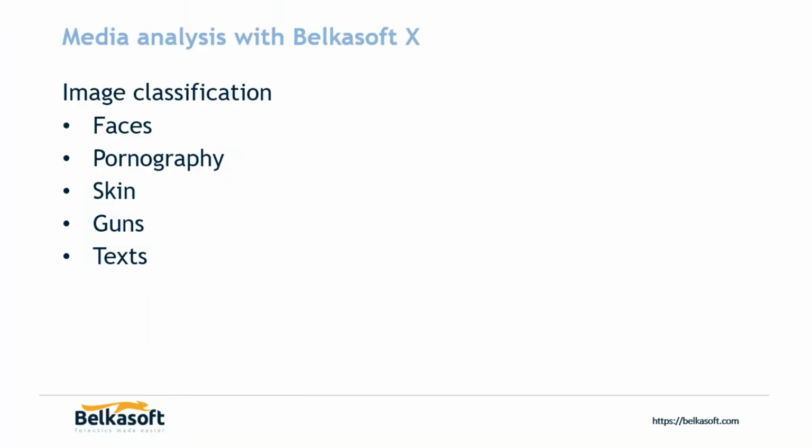Now, let me make one step back. In Belkasoft, when you are scheduling a data source analysis, you can find media analysis options. Particularly, you can detect pornography, faces, skin, guns, and texts. These detections work based on artificial neural networks and are thus quite quick and robust. The product conveniently shows the results under the Pictures node in the Artifacts window.